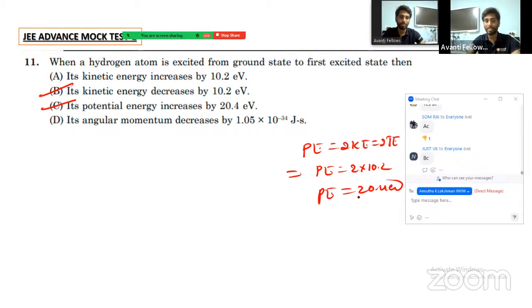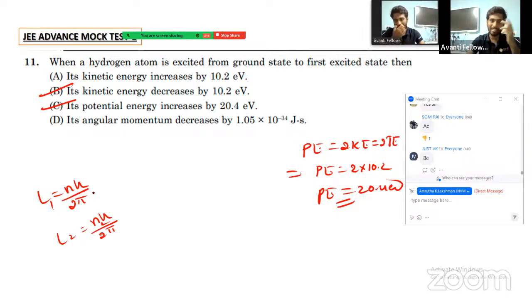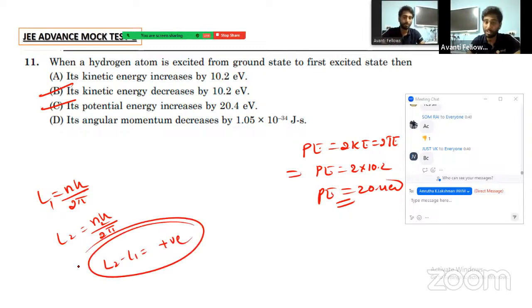आपको Bohr's angular momentum पता है ना? L is equal to nh divided by 2 pi. This is first ground. Okay. Second के लिए क्या होता है? nh divided by 2 pi. Now if I take these two difference, L2 minus L1, it will become a positive value. Positive value मिल जाता है n2 minus n1. So angular momentum is going to increase, not decrease.